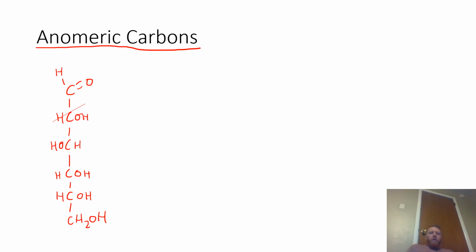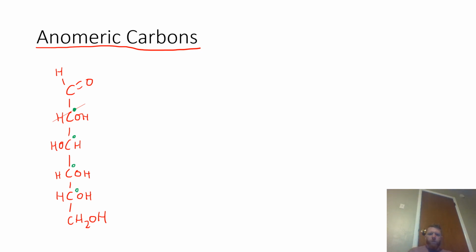What's important for you to do whenever you're looking at different sugars is to be able to identify chiral centers. So if we look, we've got 1, 2, 3, 4 stereocenters or chiral centers when we look at our linear form of glucose.